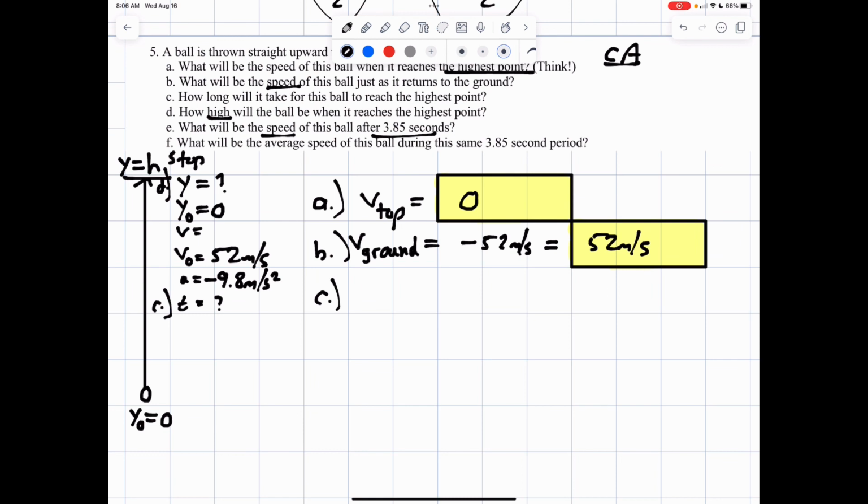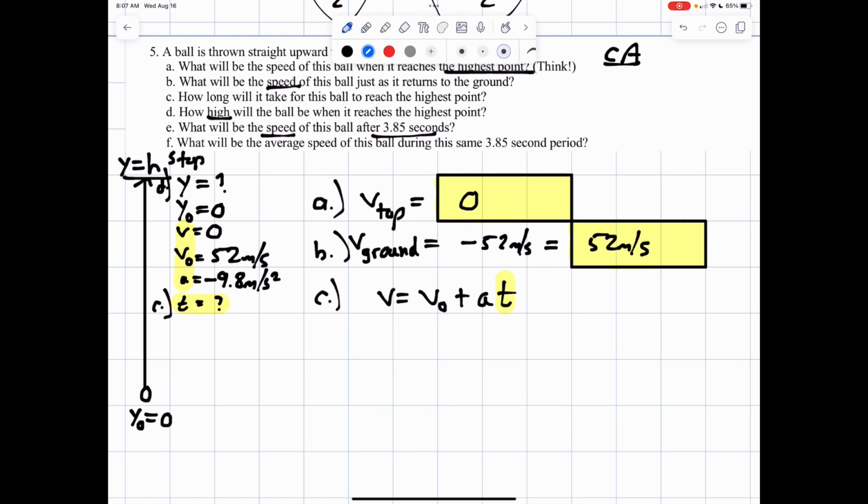So here's what I'm looking at. I'm looking at the fact that at the highest point, the velocity is 0, so I know that. I know those, and I'm looking for time, okay? That tells me equation 8 is pretty suitable for this. Okay, now we've got to solve this equation for time.